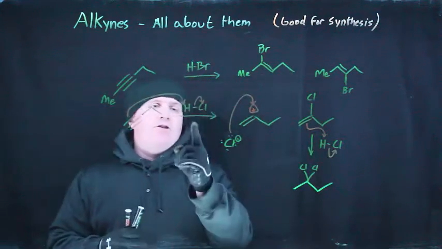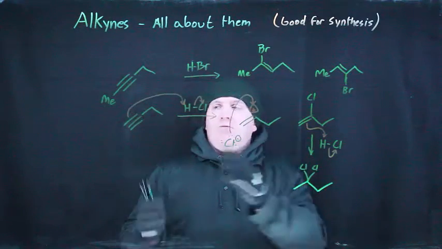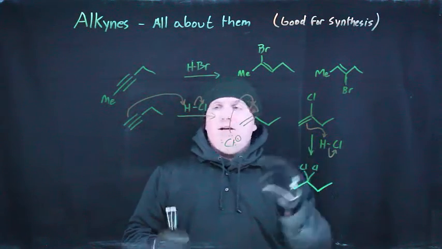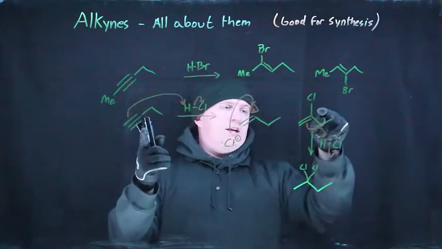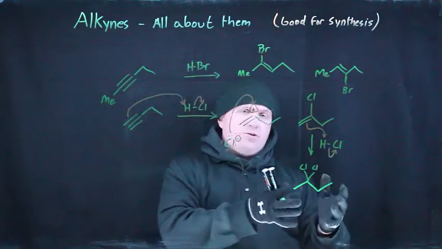So if you use a single equivalent of HCl, it does this addition and stops there, and it explicitly will react preferentially with the triple bond as opposed to the double bond. So you can in fact stop this reaction here. If you add in a second equivalent of HCl, then it will proceed on to these products as drawn.